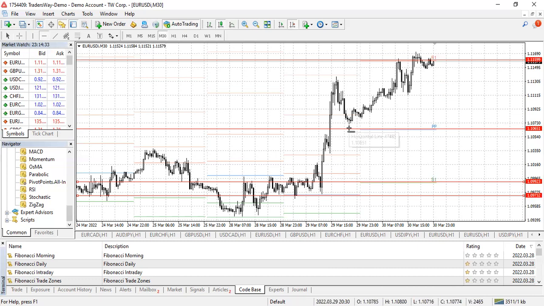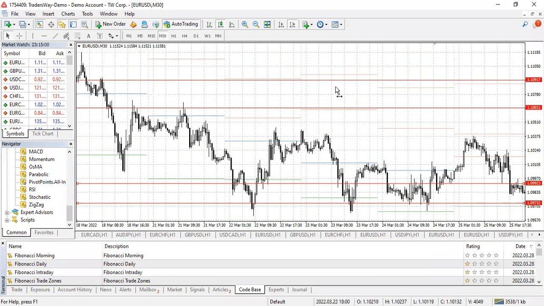Based on our analysis, you can set your take profit at this PP. And based on the risk reward ratio you are going for, if it is 1:2, 1:3, or 1:4, that will determine where you are going to place your take profits. So let us take a look at another trade.